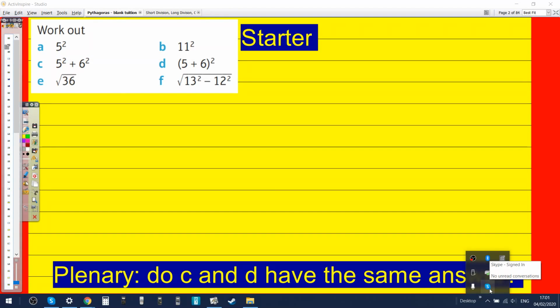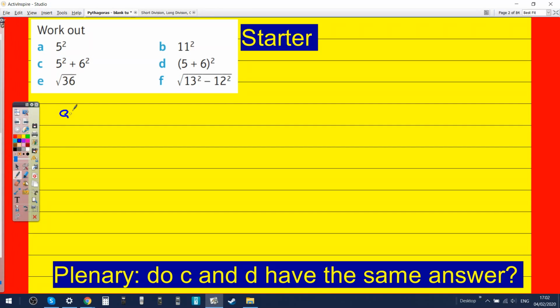61. That's it. How about E? And now how about D? D? Mm-hmm. Okay. 5. Okay. So 11 squared is 121. Yep. D.